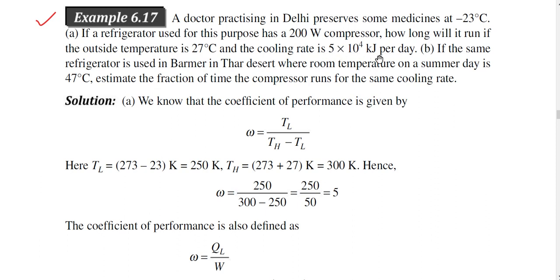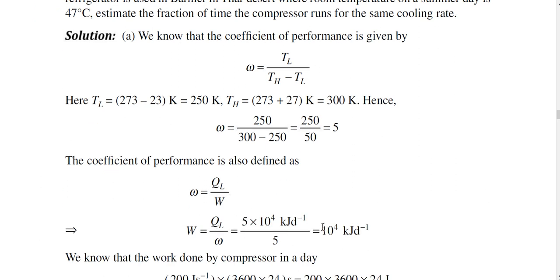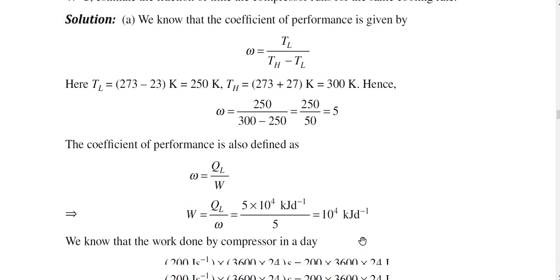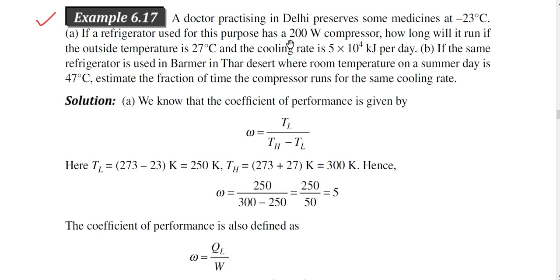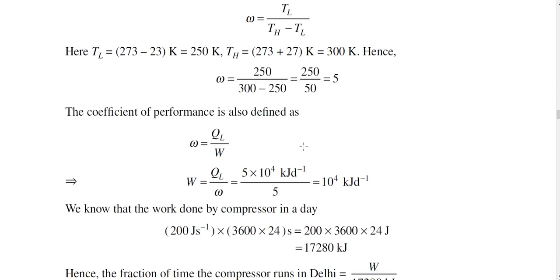So this is basically the amount of heat Q. So we have written 5 into 10 to the power 4 kilojoule day inverse, means per day, divided by 5. So this is the work done W, that is 10 to the power 4 kilojoule per day. Now you see, what is the wattage of the compressor? This is 200 watt.